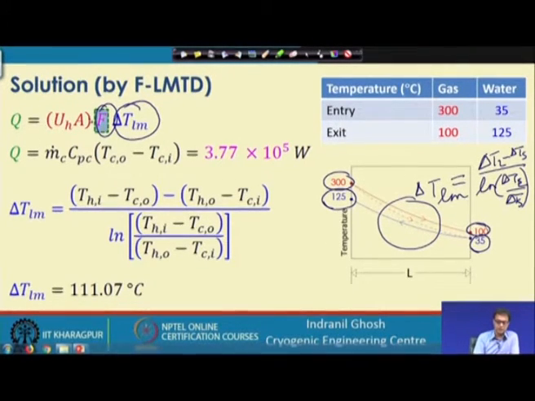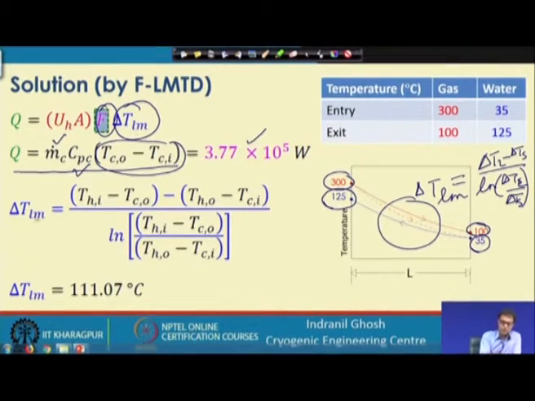So, how to determine this correction factor? Let us see. We know already the amount of heat getting transferred, because we have been told about the mass flow rate of the cold fluid. We know the Cp of the cold fluid and the exit and inlet temperature of the cold fluid stream. So, the total heat is known in this equation.